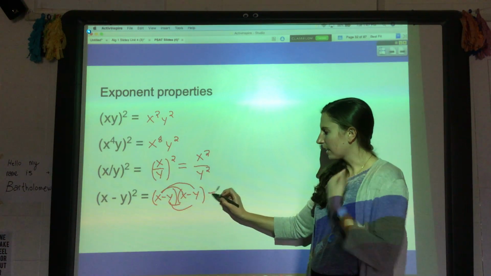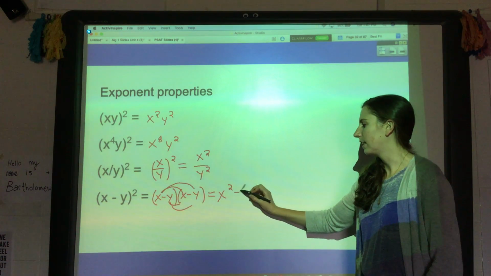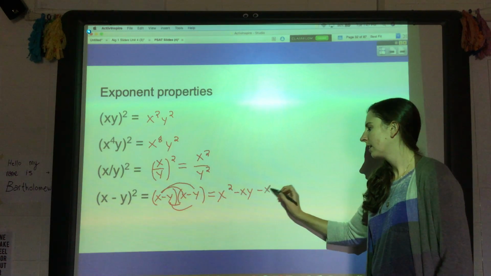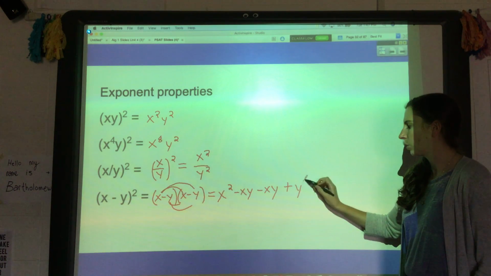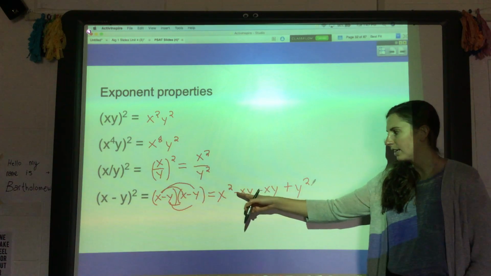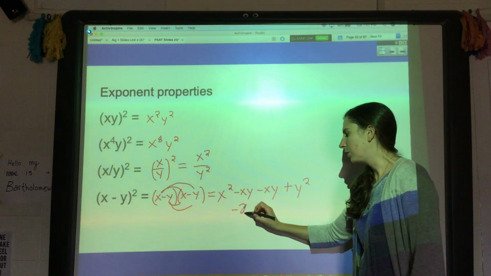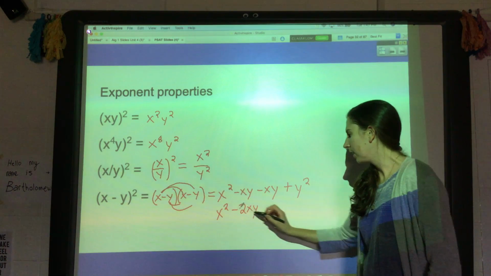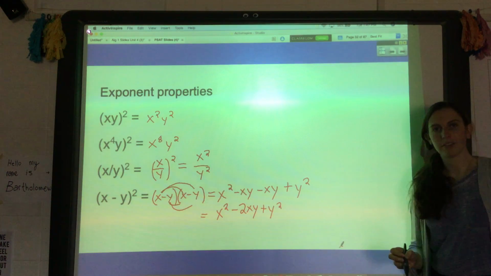x times x is x squared. x times negative y is negative xy. This is also negative xy. And then negative y times negative y is positive y squared. And then if I combine these two, they don't cancel. I have negative xy and then another negative xy, which makes negative 2xy. Combine those like terms. And then x squared plus y squared. So that is my final answer there.